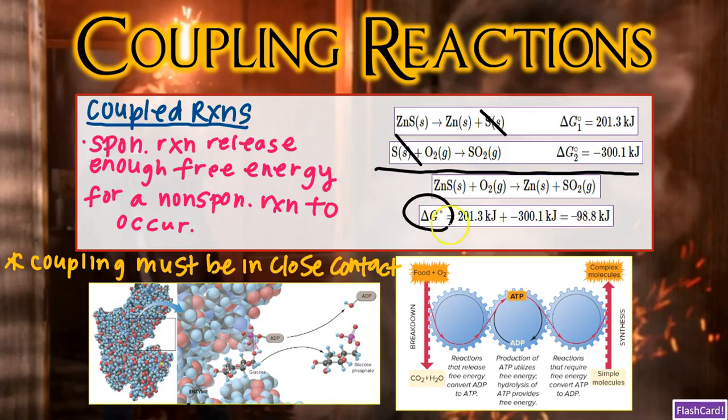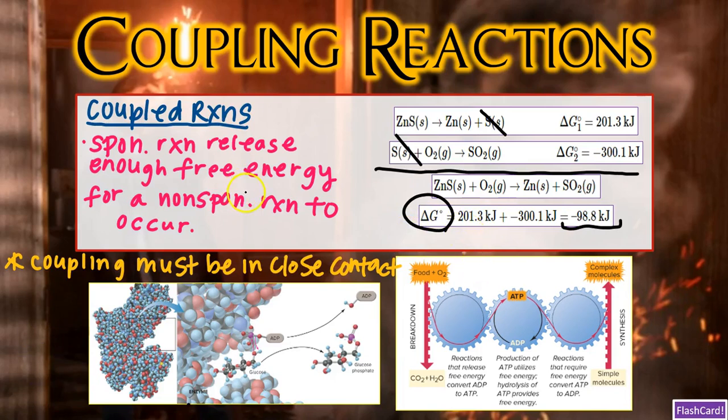So our overall delta G naught is equal to 201.3 plus negative 300.1 kilojoules, which is negative 98.8 kilojoules, meaning because we coupled this non-spontaneous process with the spontaneous one, we were able to make an overall spontaneous process. Or in other words, we were able to force this non-spontaneous reaction to occur.